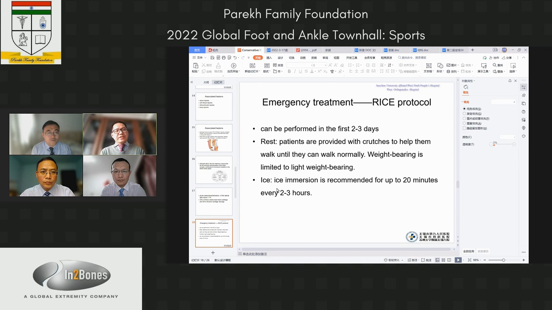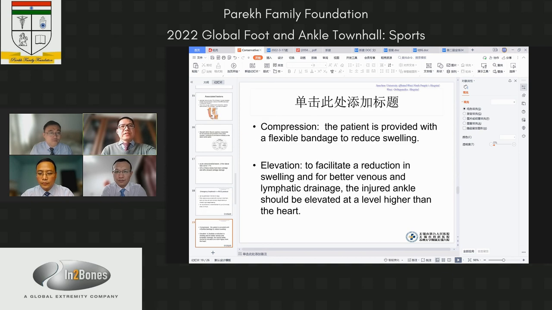The emergency treatment is RICE. The RICE principles are the most important principles in emergency management of ankle sprain. Patients are provided with crutches to help them walk until they can walk normally. Weight bearing is limited to light weight bearing. Ice immersion is recommended for up to 20 minutes every 2 to 3 hours. Compression: the patient is provided with a flexible bandage to reduce swelling. Elevation for better venous return.